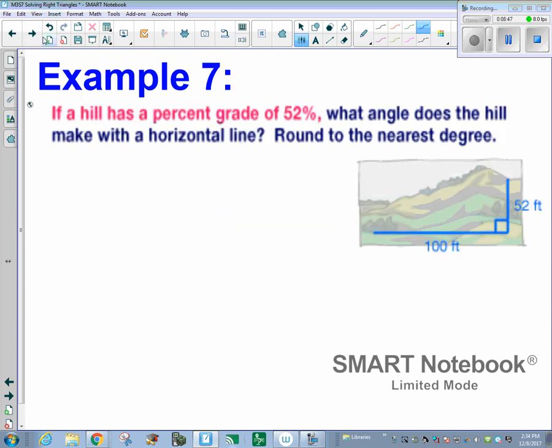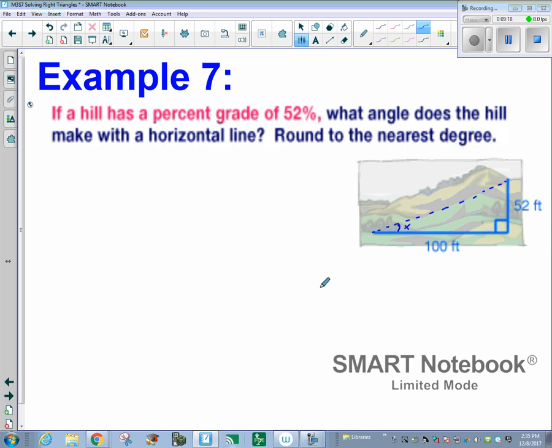All right, let's try another one here. In this one, if a hill has a percent grade of 52%, what angle does the hill make with the horizontal line? Round the answer to the nearest degree. So basically what they're asking me to find, if I was to draw a line like this, here's the horizontal line, they're asking me what angle we get right there? And that's the piece we need to be able to solve.